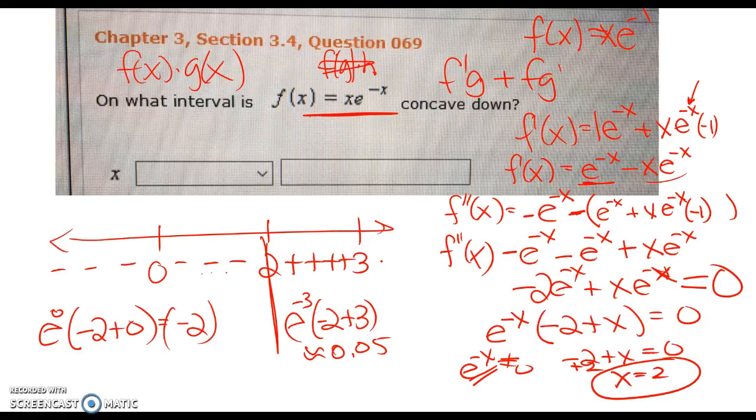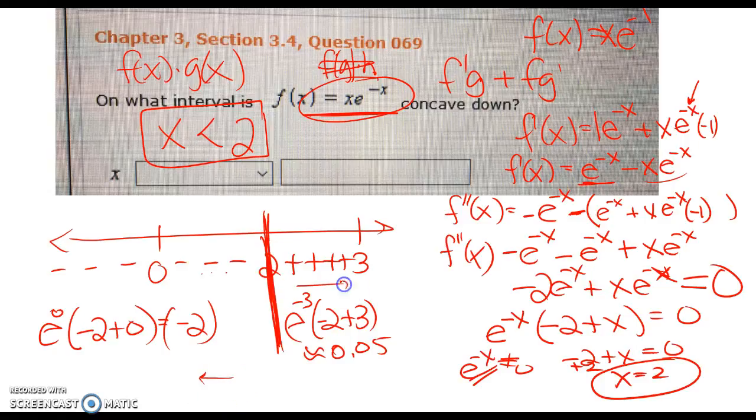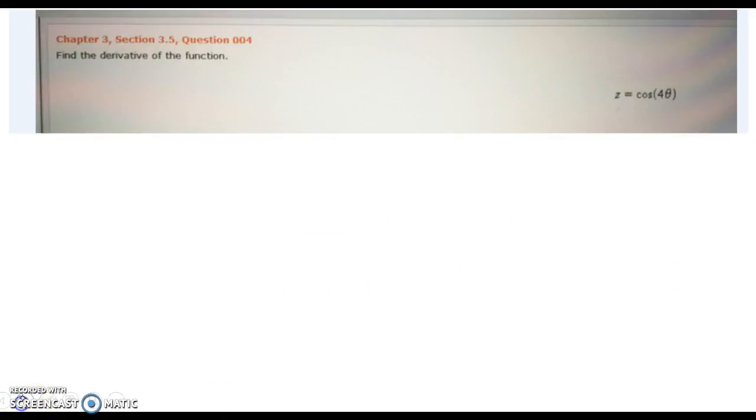So, on what intervals is this function concave down? Well, it'll be x less than 2. Okay? But the key here is you have to take the first derivative and then the second derivative, set the second derivative equal to 0, and figure out where the inflection points are, right? This was our inflection point, and then figure out the sign of the second derivative on each side. Okay? Let's move on.